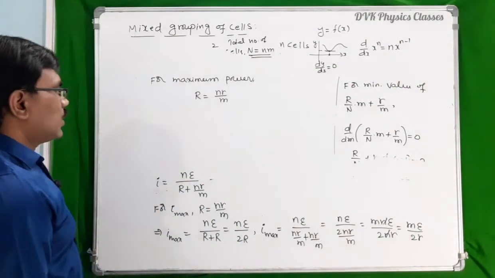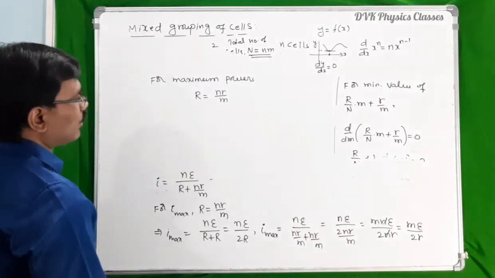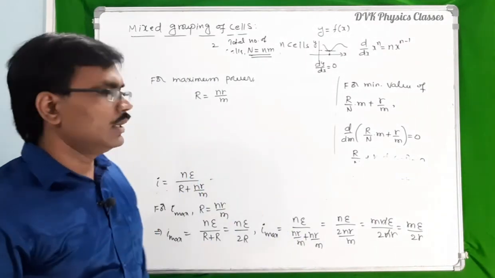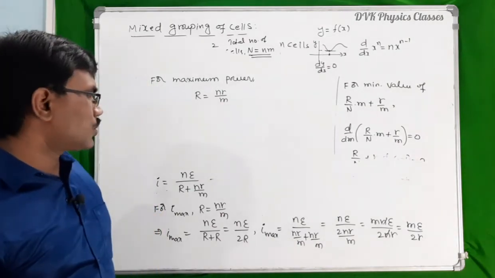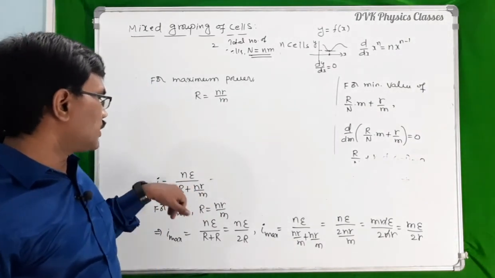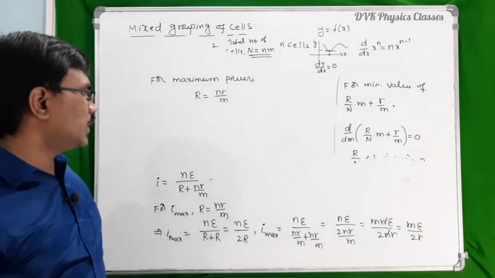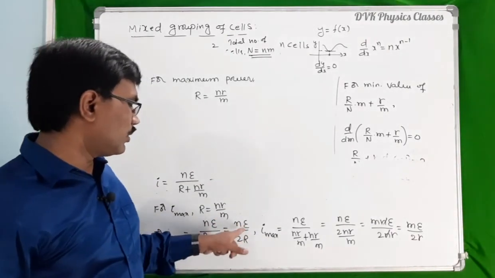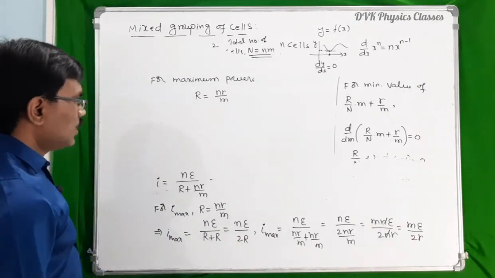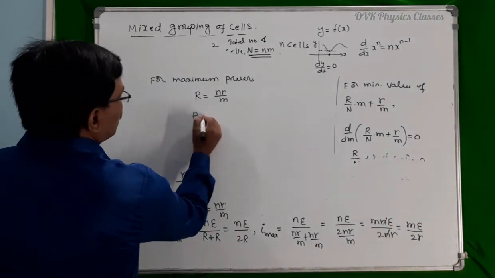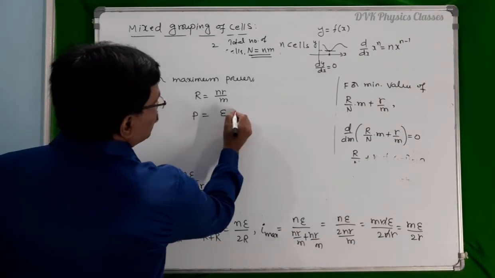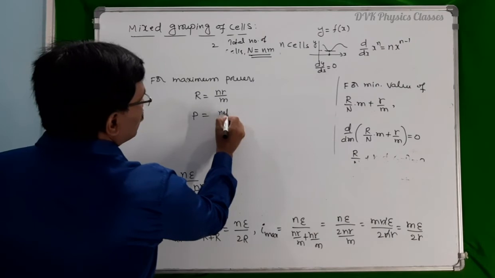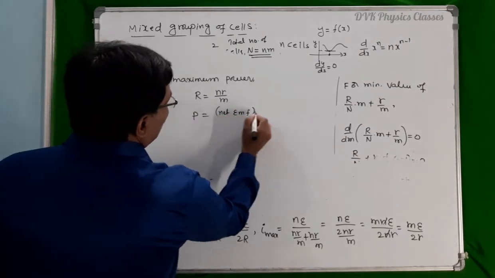Now what is the net power? How to calculate power? Power is nothing but voltage into current. So what is the voltage here? N into E is the net EMF, and the maximum value of current expression we have already got. So power is equal to net EMF of the combination into current.